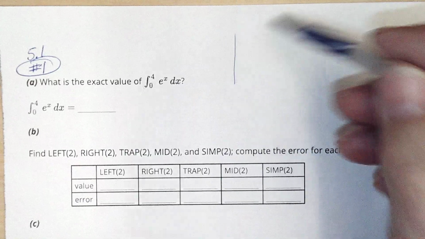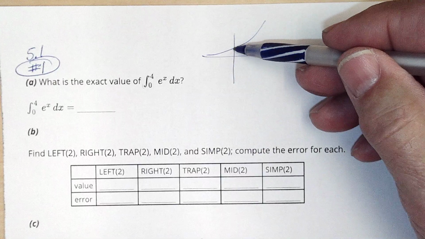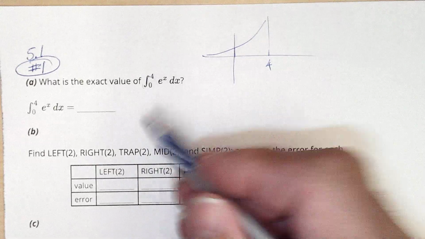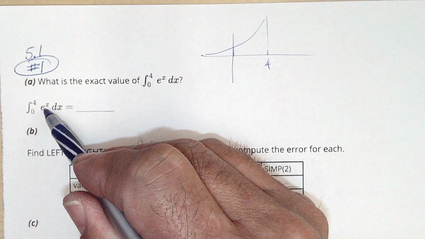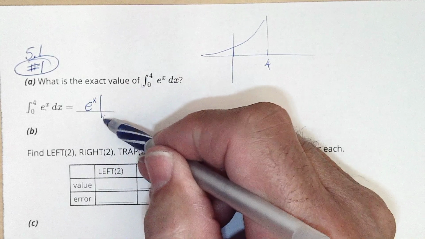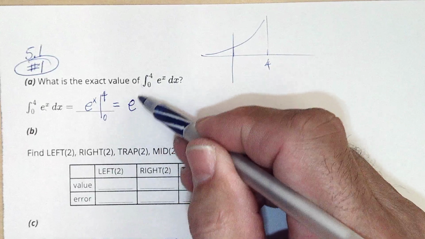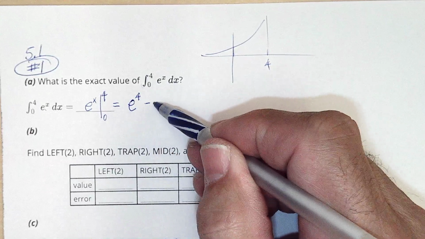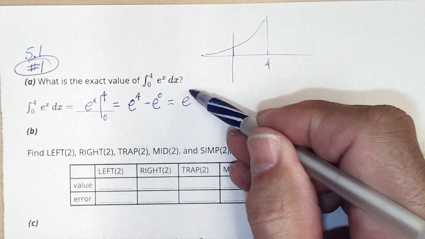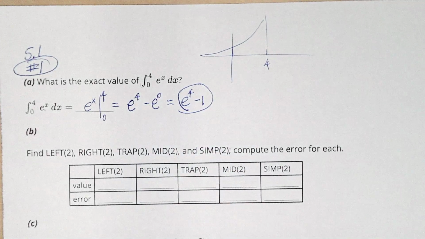Now, of course, e to the x is an exponential. It looks like this. And if we're going to go from 0 to 4, we're going to find the antiderivative of e to the x, which is still e to the x, evaluated from 0 to 4, which is going to be e to the 4 minus e to the 0. E to the 0 is 1, so it's e to the 4 minus 1. That's the exact answer.